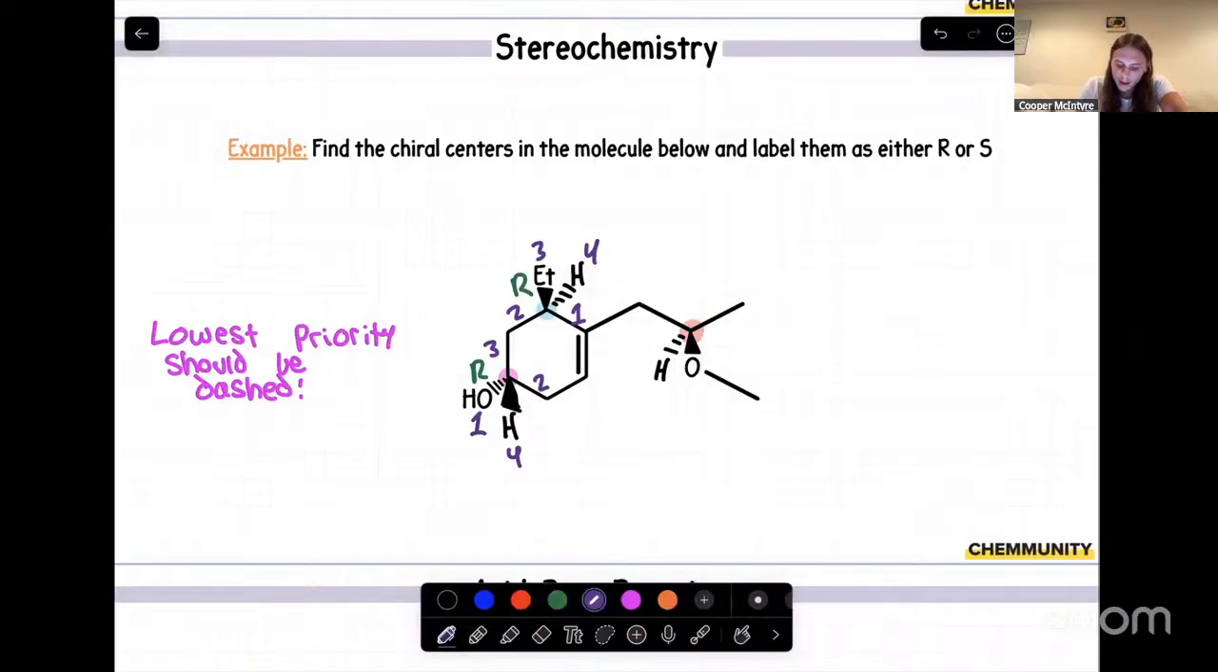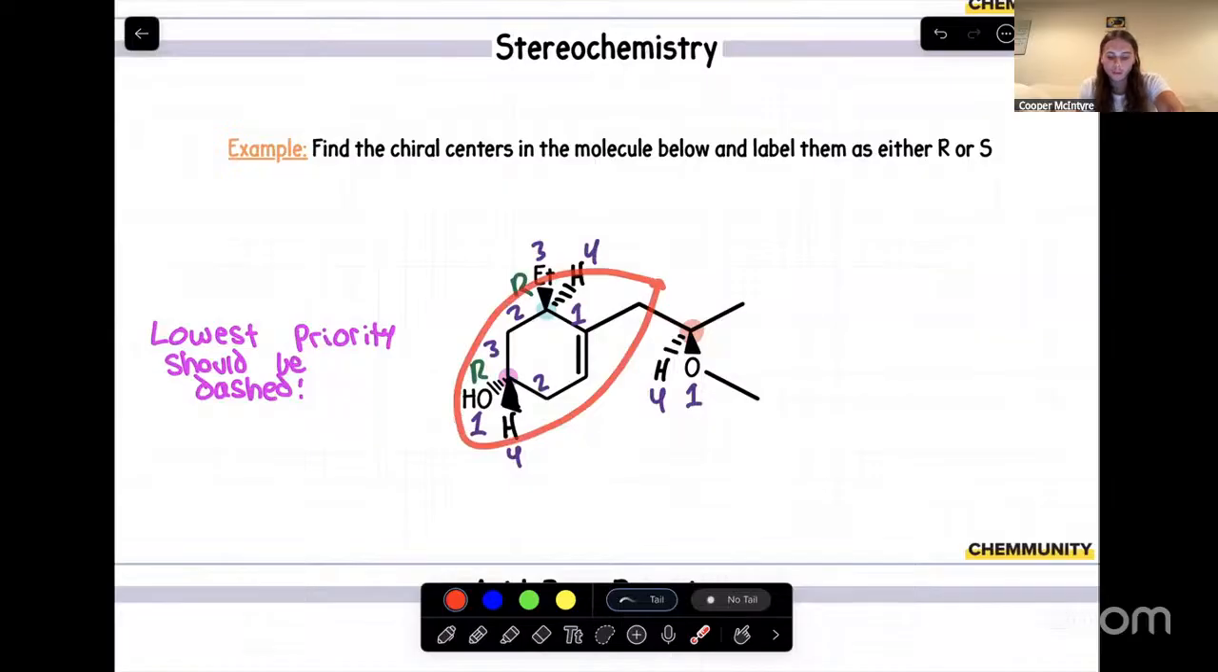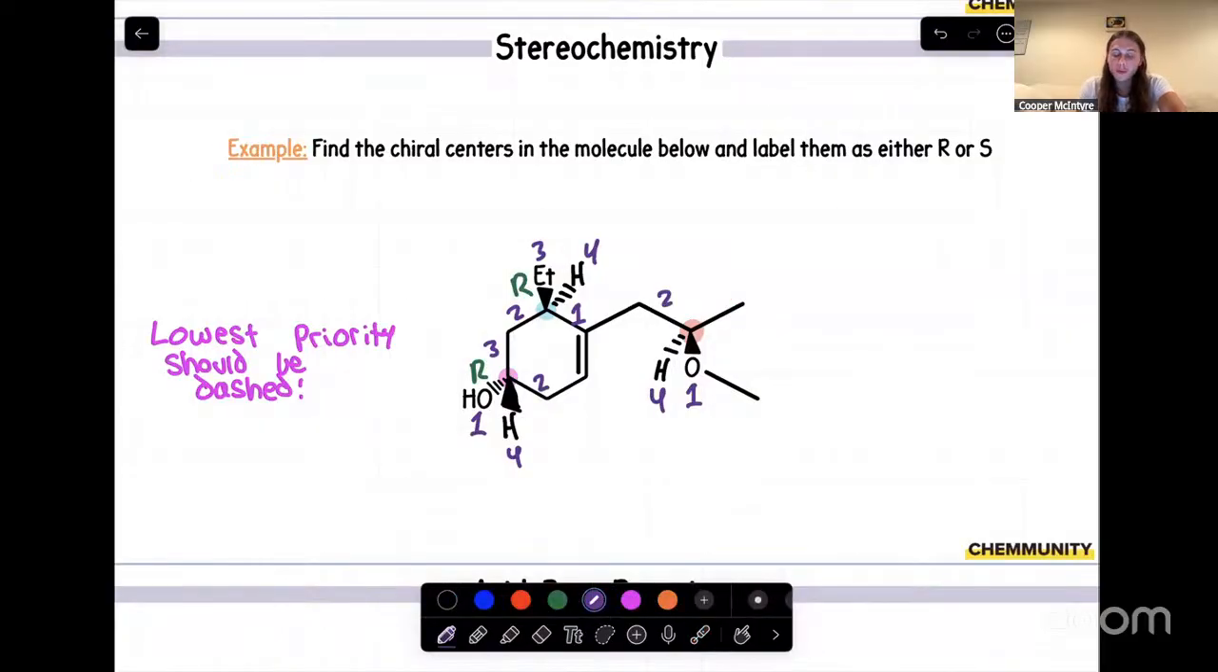So as always, hydrogen is our lowest priority. This oxygen right here will be our highest priority since it has a higher atomic number. And yet again, in terms of which priority will be 2 and which priority will be 3, if we branch on out from that chiral carbon, this group has a lot more branching, a lot more bonding, as opposed to this CH3 group. So this group right here will be our second highest priority, as opposed to the methyl group, which will be our third highest priority.